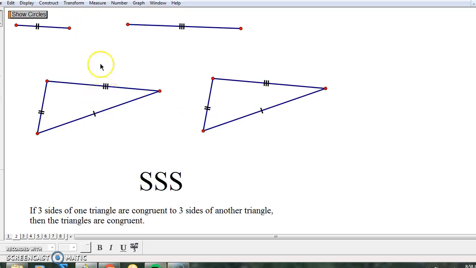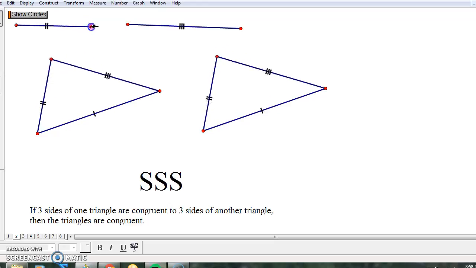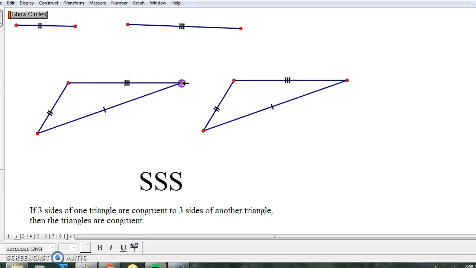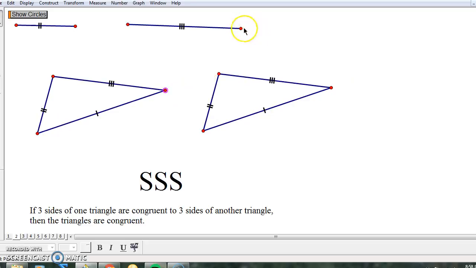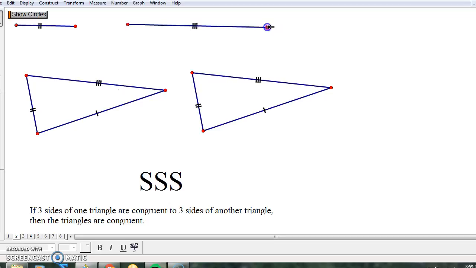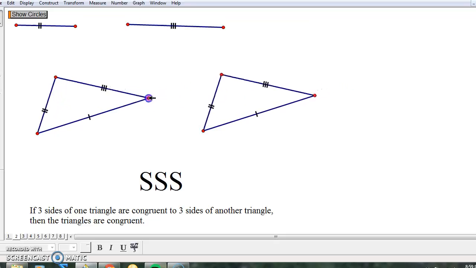If I change side 2, no matter what I change it to, I can see that they remain congruent. Side 1, the way I have it set up, is always going to be the same length as side 1, and side 3 is always going to be the same length as side 3. And you can see that the 2 triangles are always going to be the same shape and size, no matter how I move the sides. As long as the 3 sides are congruent, I know that the 2 triangles are going to be the same shape and size.